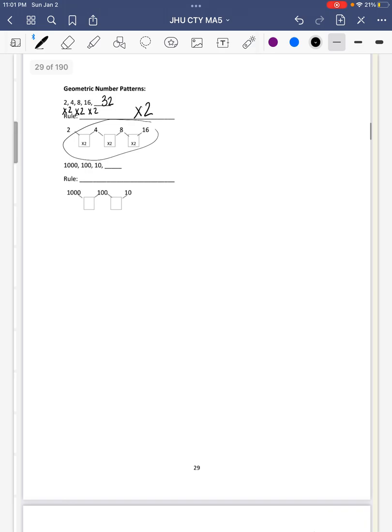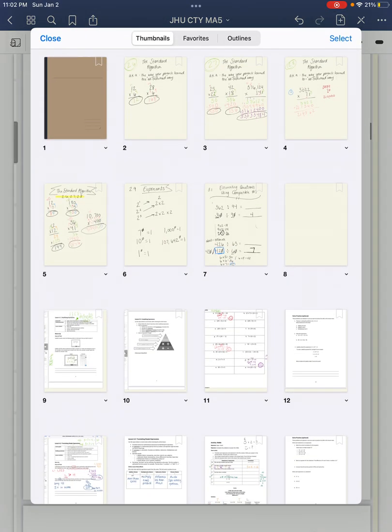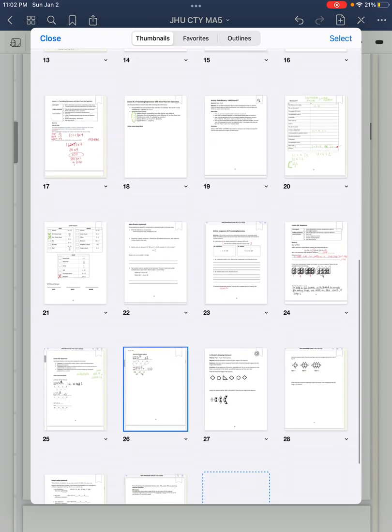1,000, 100, 10. Okay. So I start with a big number and I get smaller, which means I'm probably dividing by something. And I'm dividing by 10 because I'm dropping a 0 every time. So what's 10 divided by 10? Ooh, 10 divided by 10 is 1. So my rule is to divide by 10. And here you can put that right here in these boxes. That's what it wants you to do for those boxes. Awesome. Pretty simple. Patterns are fun. I like them. They can get tricky though. All right, so let's keep moving.